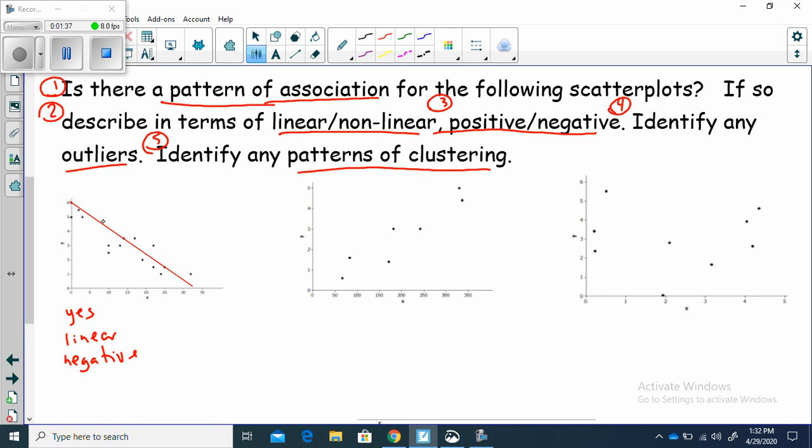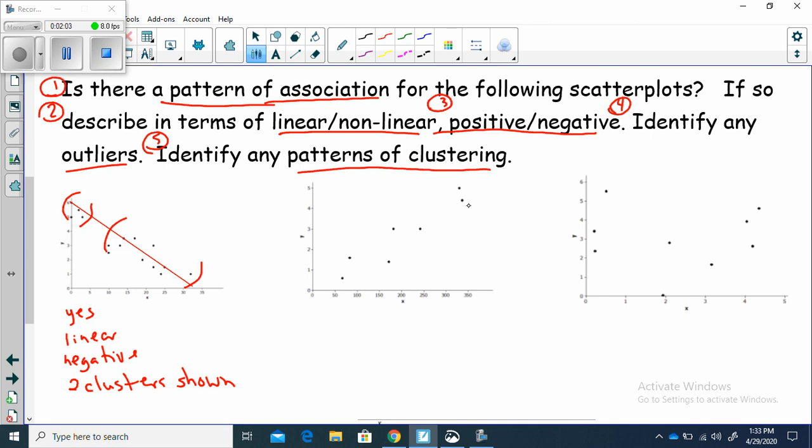Okay. Are there any outliers or patterns of clustering? I don't see outliers, but I do see patterns of clustering. These three seem to be one cluster, and this group here seems to be another cluster. Two clusters. And I have shown them, right? You may have to give coordinates if they ask you for coordinates. Okay, we've covered everything on that one.